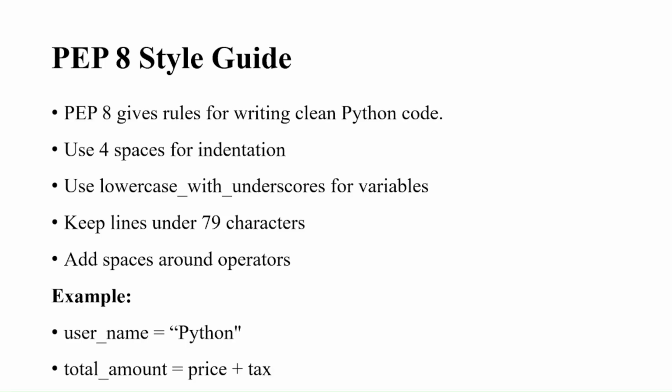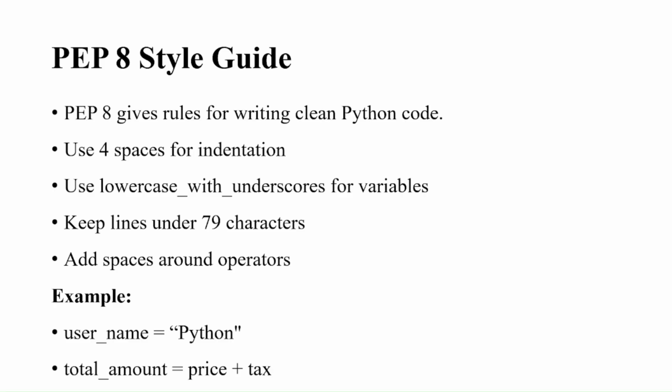Next one is lowercase with underscore for variables. It means if we create a variable name like username, we have to connect user and name with an underscore, and the word should be in lowercase. Next one is keep lines under 79 characters. Each line of code should be limited to 79 characters.